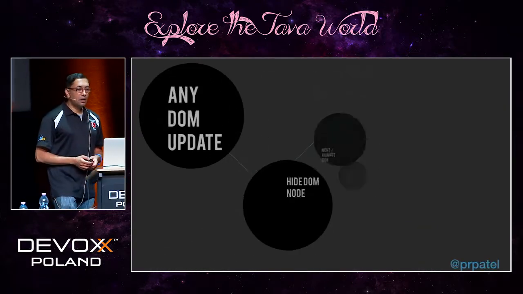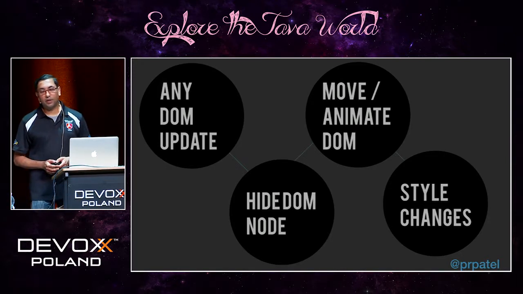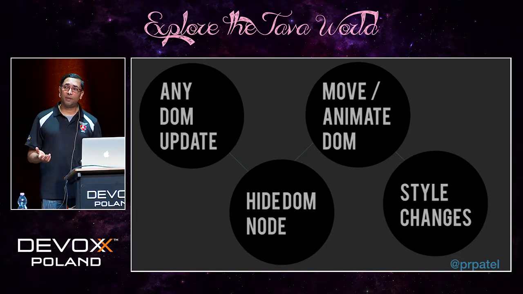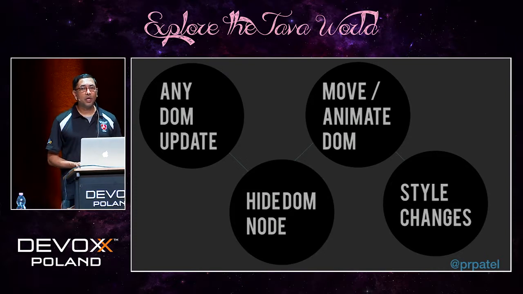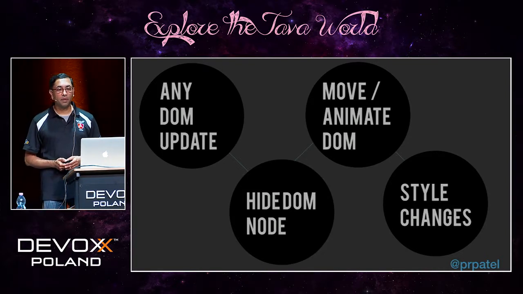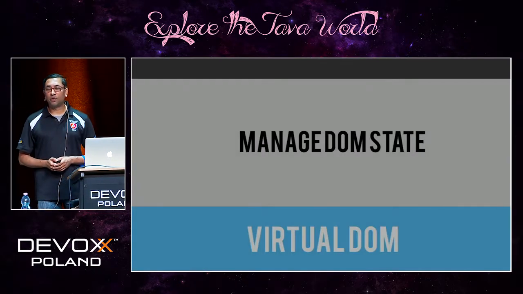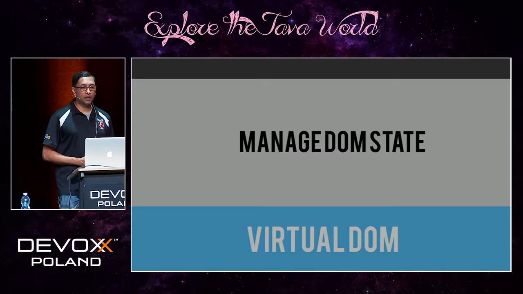Right? Now, what causes a reflow and repaint? Anytime you do a DOM update, you hide a DOM node, move or animate a DOM, or make any style changes, you're going to trigger those 3 steps, but specifically the reflow and repaint. Right? So we want to avoid doing those as much as possible. And this is where the virtual DOM in React kicks in.